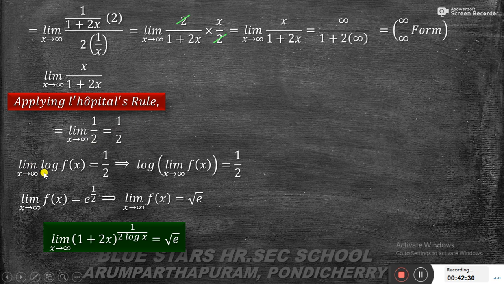That means limit x tends to infinity log of f of x equal to 1 by 2. So I take the log from the outside, so I write log of limit x tends to infinity f of x equal to 1 by 2.